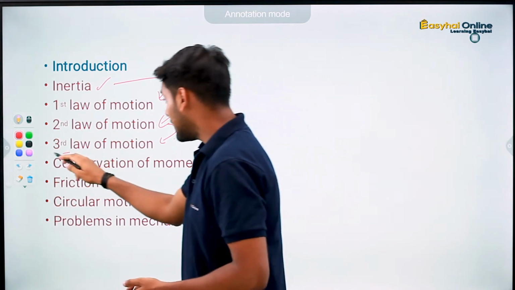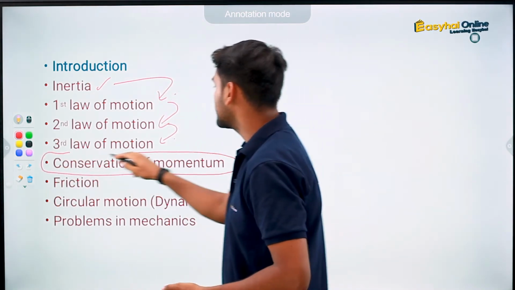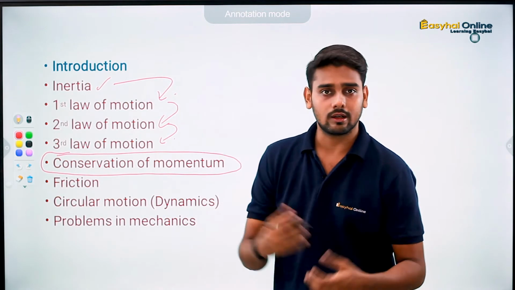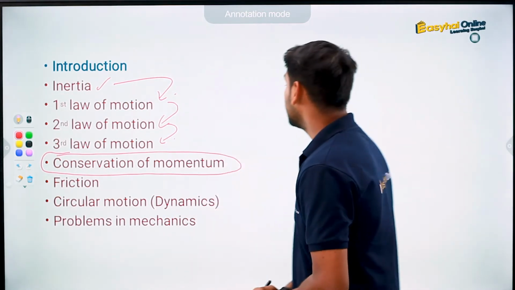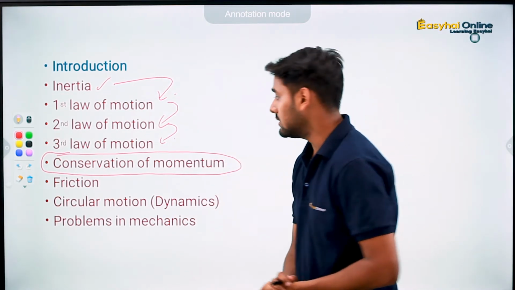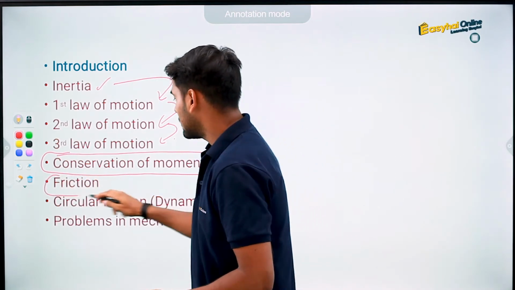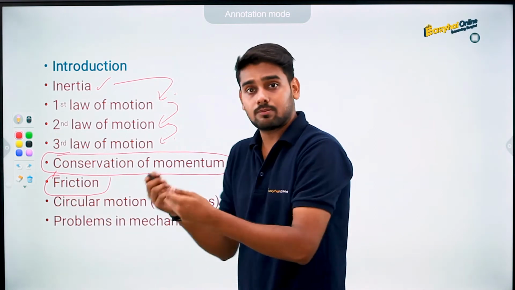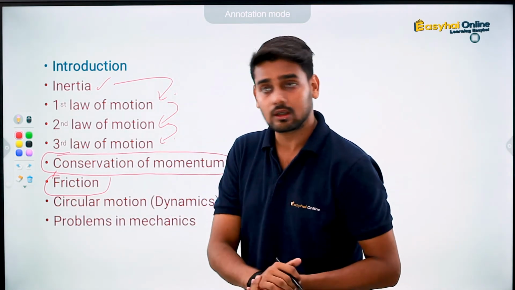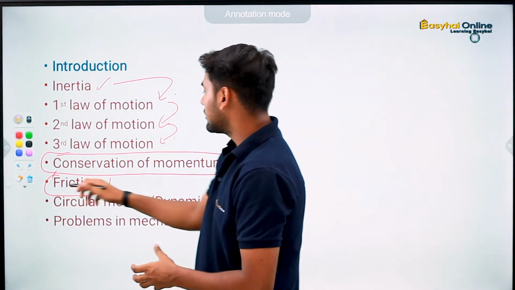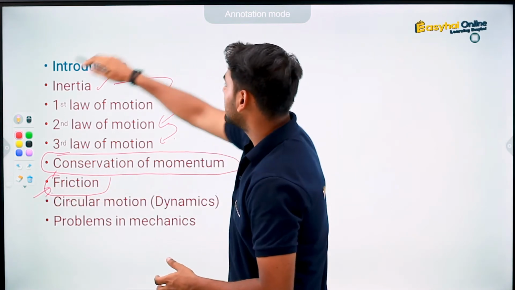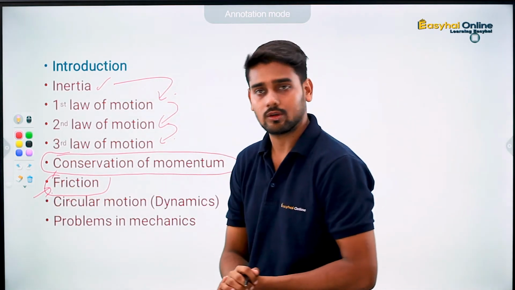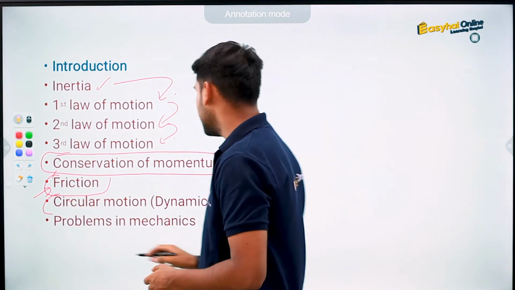We are also going to study conservation of momentum, that in a closed system, the momentum of the whole system is conserved. Friction. This is a force, and its basic understanding was given to you in class 8. Now we are going to build this in the perspective of all these forces that we are going to learn. Circular motion, its dynamics.